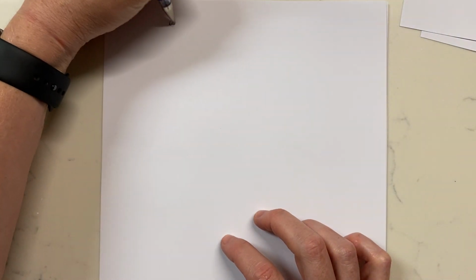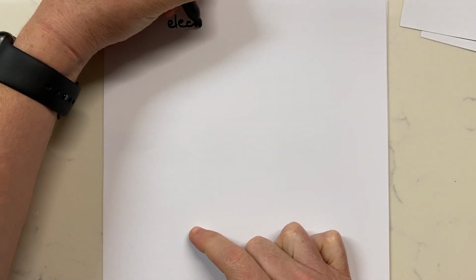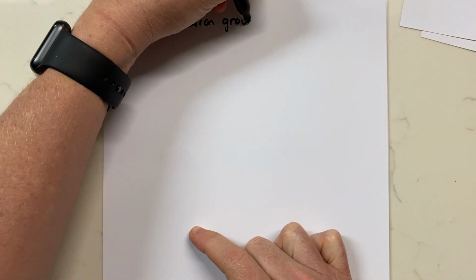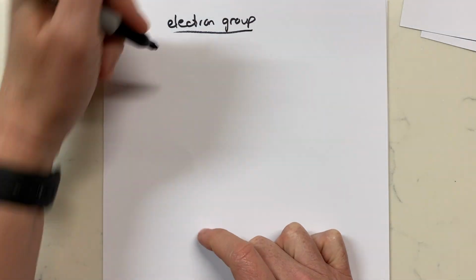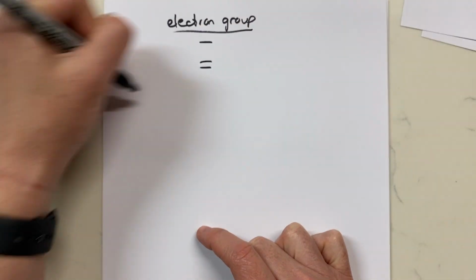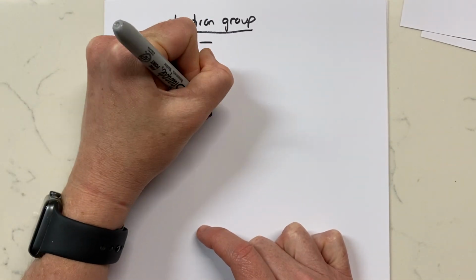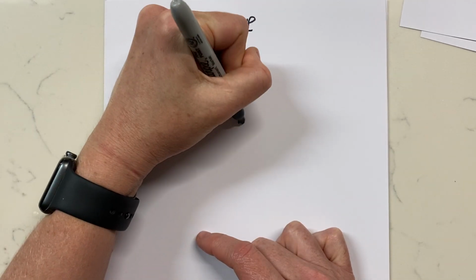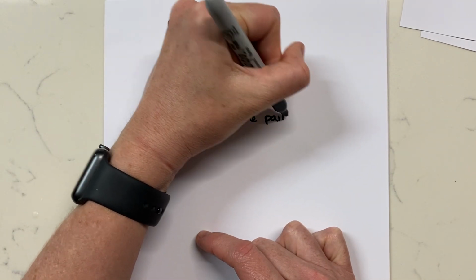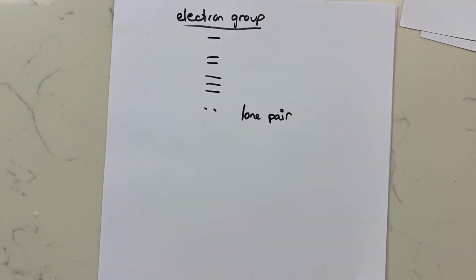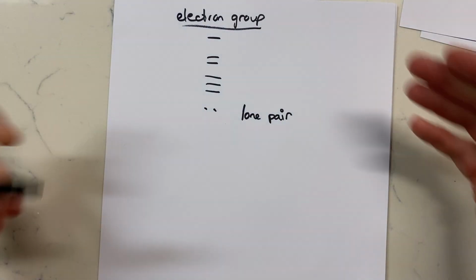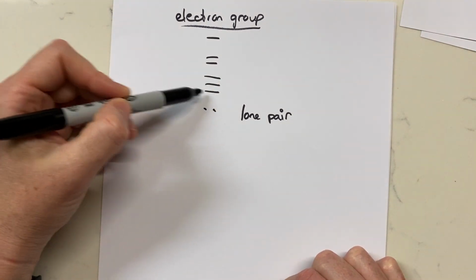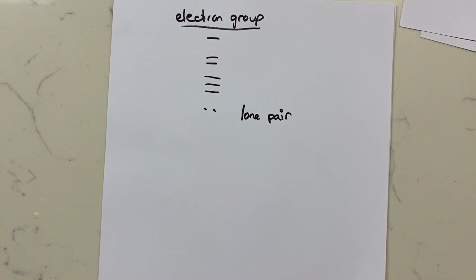So first let's talk about an electron group. Oh, let me go ahead and change pens here, sorry. An electron group can be a single bond, a double bond, a triple bond, or a non-bonding lone pair. So anytime you have two dots, it's called a lone pair. I'm going to write that because that will likely show up on an exam and you need to know the definition of that. Okay, so any electron group would be a single, double, triple, or a lone pair.